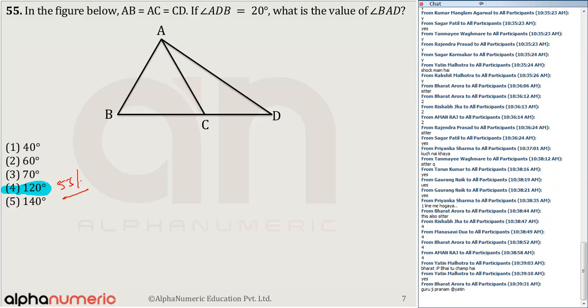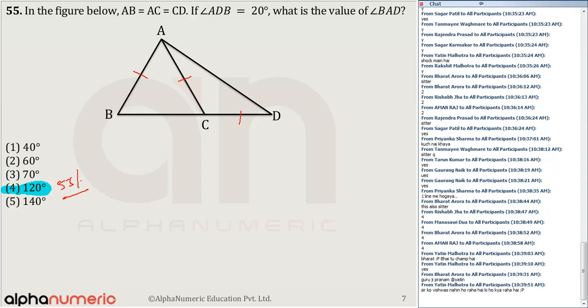Easy question. AB is equal to EC, which is equal to CD. Angle ADB is equal to 20 degree. Okay. What is the value of angle BAD? This is 20, so this is also equal to 20. So this angle C is equal to 40 degree, exterior angle. So this angle is equal to 40 degree. 40 plus 40 is 80. So this is equal to 100 degree. So total angle BAD is equal to 120 degree. And that's the answer. Kitna time laga isme?